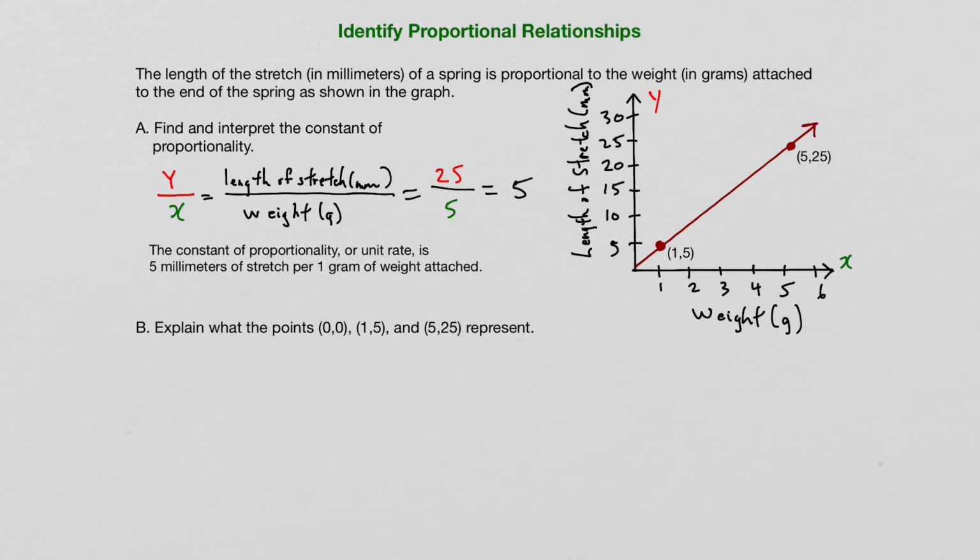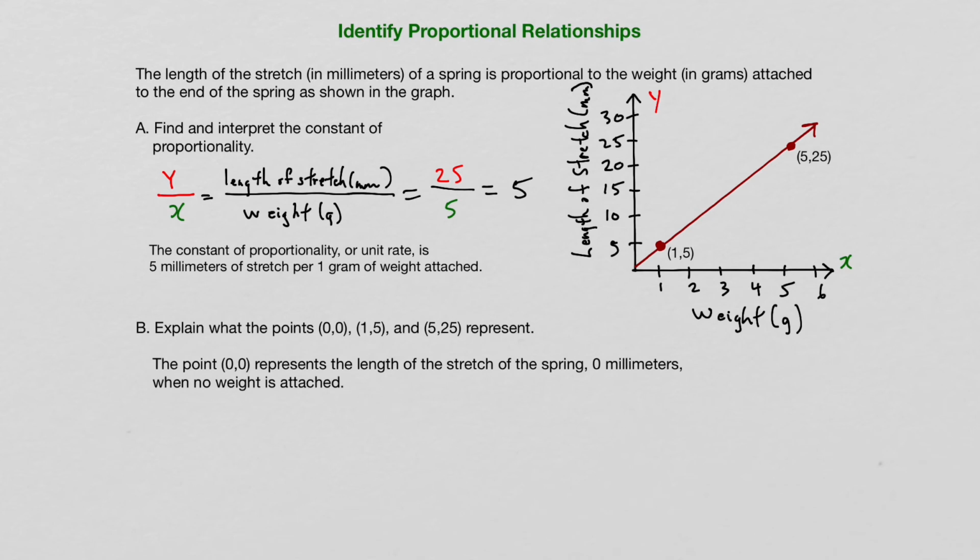So part B of this problem asks us to explain what the points (0, 0), (1, 5), and (5, 25) represent. Okay, and I've kind of answered that question already, but here is what each of them represent. So the point (0, 0) represents the length of the stretch of the spring when no weight is attached. When no weight is attached, there is no stretch.